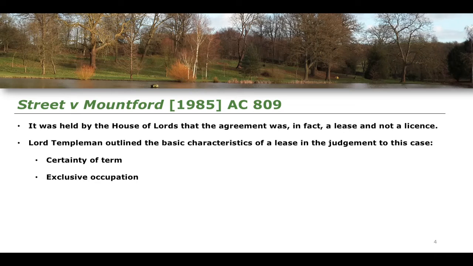The second is this idea of exclusive possession. Exclusive possession, of course, is something that distinguishes a lease from a license. So a license does not necessarily have this exclusive possession, exclusive occupation of the property, whereas a lease, owing to the proprietary nature of that interest, proprietary nature of that right, does have exclusive occupation of said property.